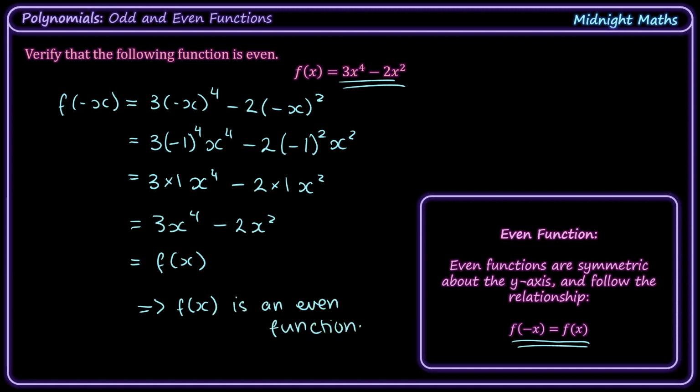Okay, so all I've done is I've proven that this holds true for the function f of x by doing the left-hand side, and then I evaluated, I did some steps, and then I proved that it's equal to the right-hand side of the relationship for an even function.